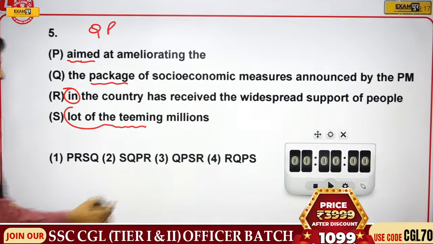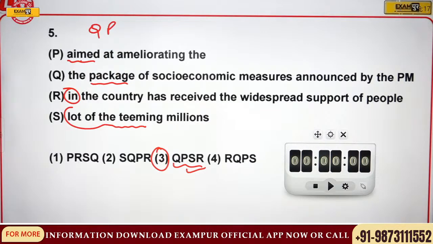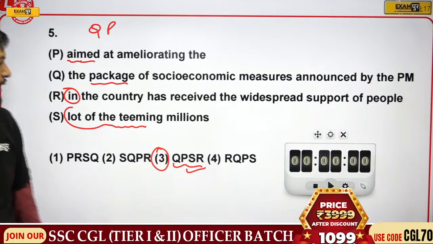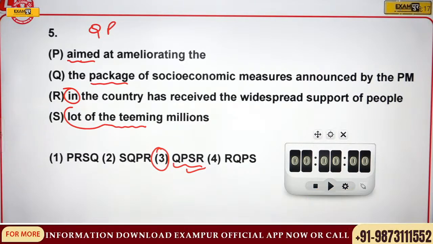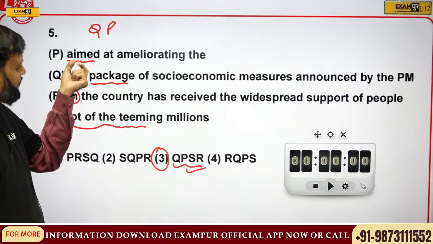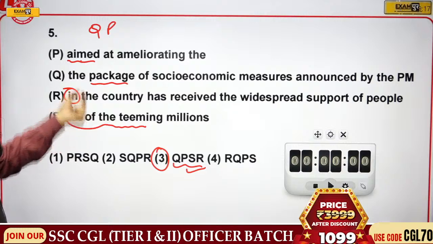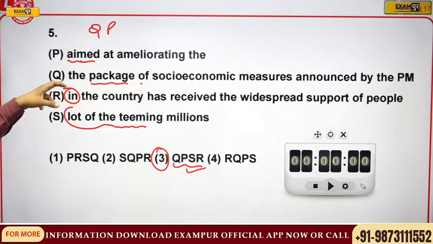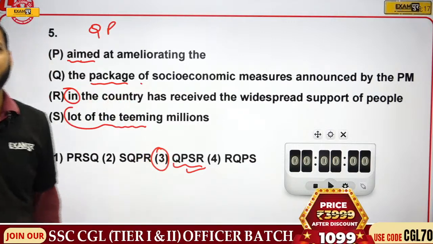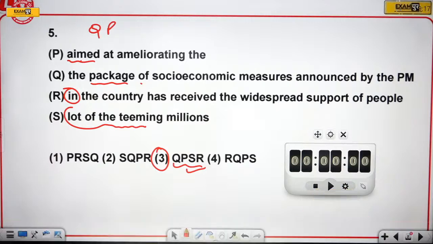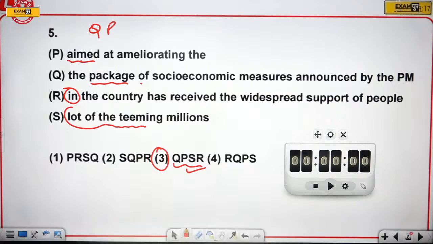So you all are absolutely right. Option number 3 is the right answer. QPSR is the right answer. I am very sorry. I told you that this cannot be the subject of this verb, but actually this is the subject, because preposition and this thing cannot be the subject of aimed. Only one subject is there, so Q has to be before P. Q has to be the preceding sentence of P. So here QPSR is the right answer. You all are absolutely correct.